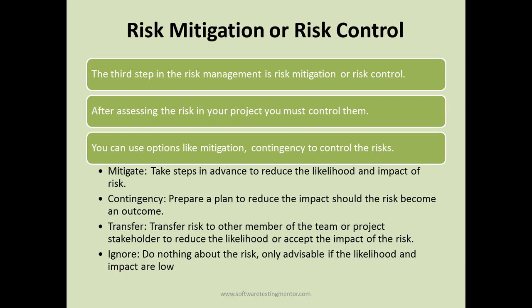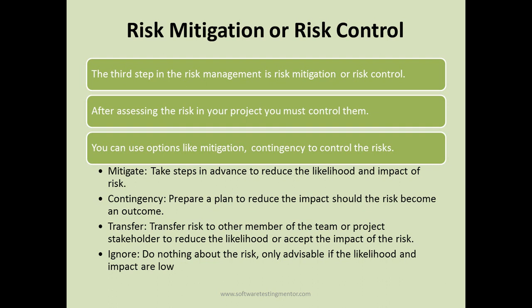So mitigation is to take steps in advance to reduce the likelihood and impact of the risk. For example, there is a high likelihood of risk to happen, so you take advance steps to test that module rigorously. You focus on that module more, you have more test cases and more testers testing that module, so that the likelihood and the impact of the failure is not much in case that module fails. So that's the first step you can take to control the risk.